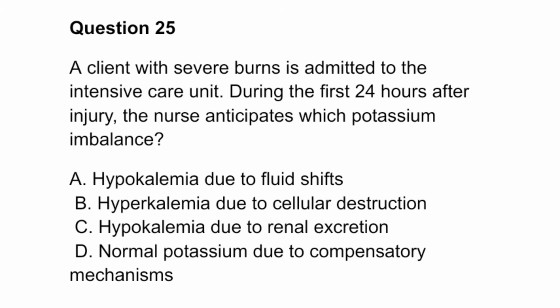Question 25. A client with severe burns is admitted to the intensive care unit. During the first 24 hours after injury, the nurse anticipates which potassium imbalance? A. Hypokalemia due to fluid shifts. B. Hyperkalemia due to cellular destruction. C. Hypokalemia due to renal excretion. D. Normal potassium due to compensatory mechanisms.